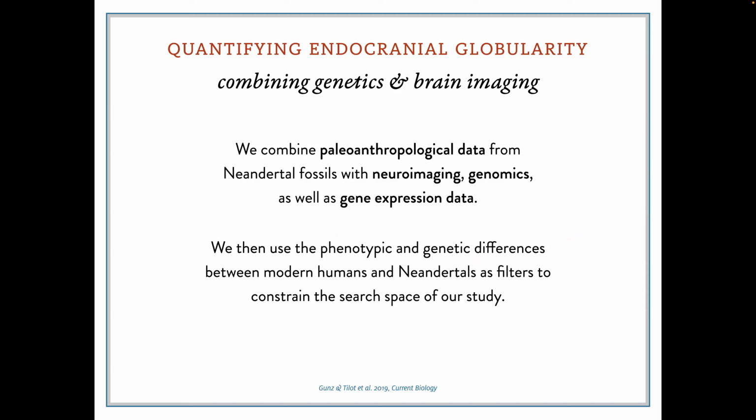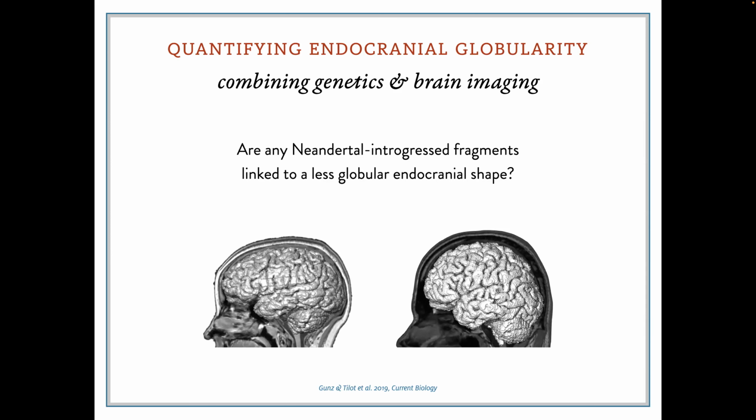So what we did is we combined paleoanthropological data from the fossils with neuroimaging and genomics and gene expression data. And because we're really looking for the needle in a haystack, we targeted our search on the phenotypic and genetic differences between Neanderthals and modern humans. The idea basically was to constrain the search space of our study. And the simple question was, are there any Neanderthal introgressed fragments in modern Europeans linked to a less globular endocranial shape? And here is an example of, on the left-hand side, a modern human MRI scan with an elongated shape, and a modern human with a very globular shape on the right-hand side.